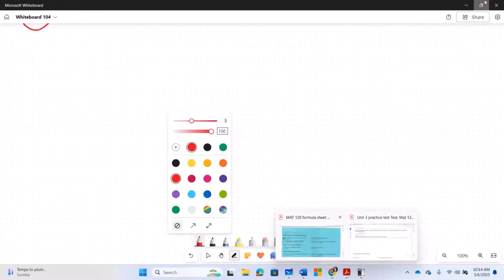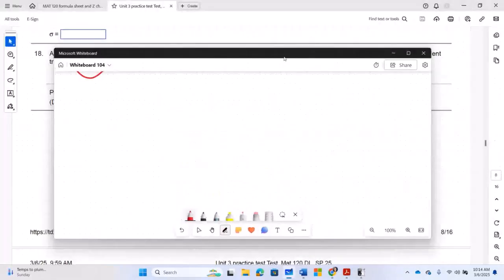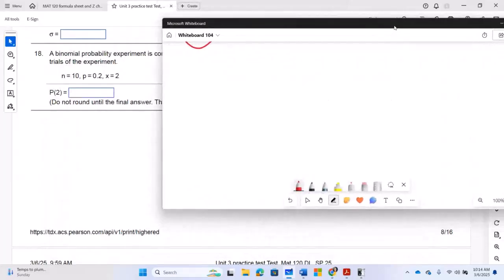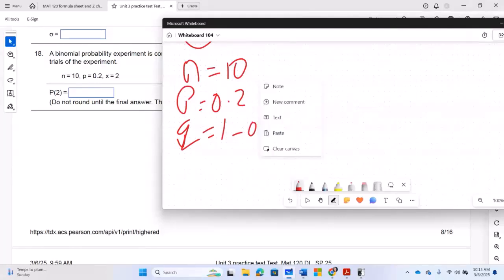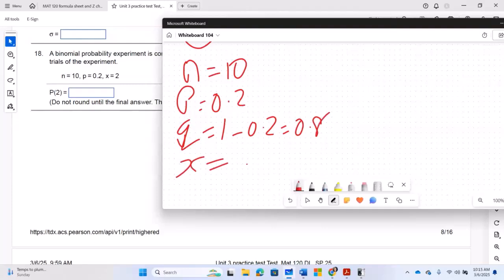So what I want to do is minimize this whiteboard so I can see the question. All right, so this question says n is equal to 10. Probability of success is 0.2, which means that probability of failure, q, will be 1 minus 0.2. 1 minus 0.2 is 0.8. And the random variable is 2.